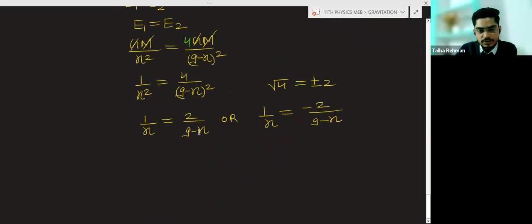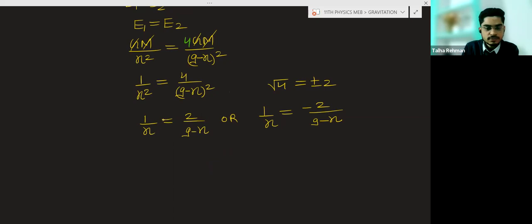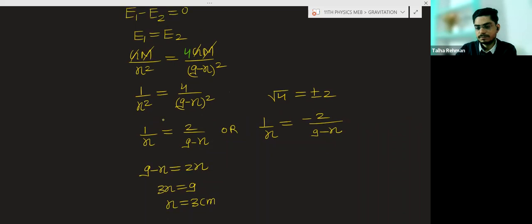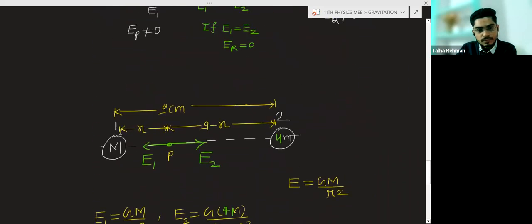Now first we will solve this. So cross multiplication, it will become 9 minus x is equal to 2x. So it will become 3x is equal to 9 and x is equal to 3 centimeter. This distance will be 3 centimeter.